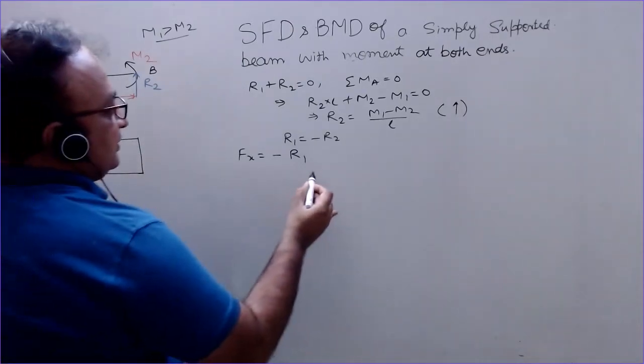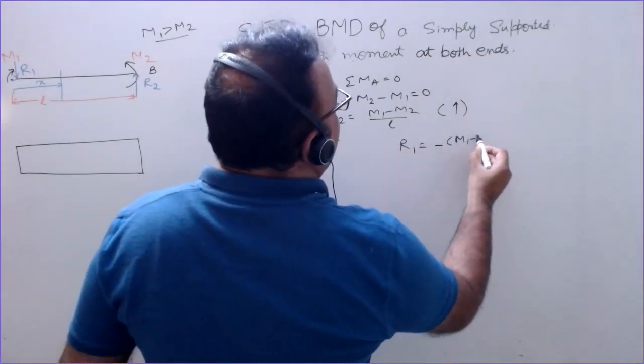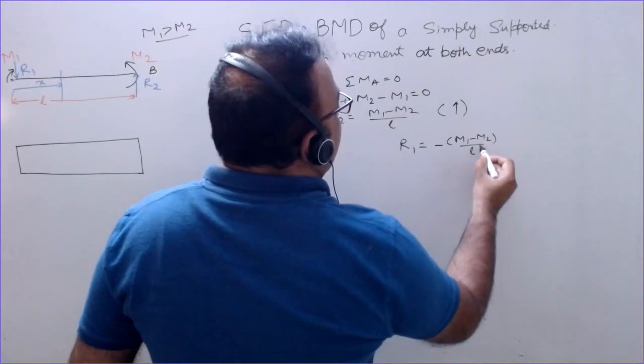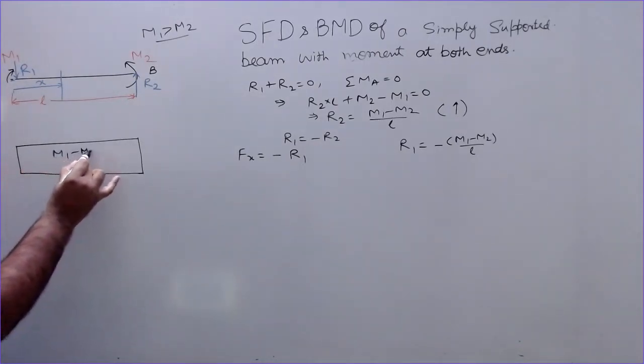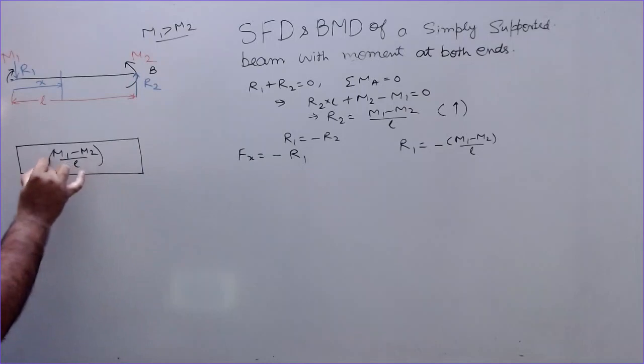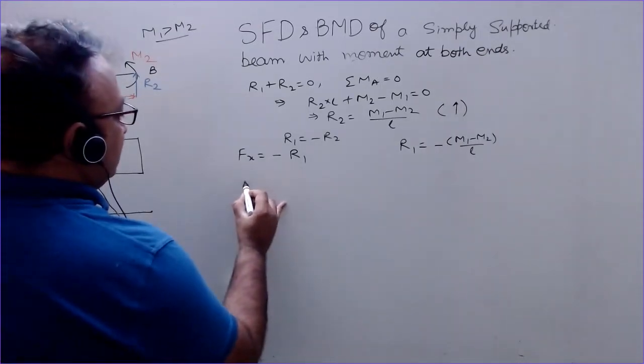So R1 is minus M1 minus M2 divided by L. So you can write the value of shear force, M1 minus M2 by L, and this is minus. So now let us draw the diagram for the bending moment.